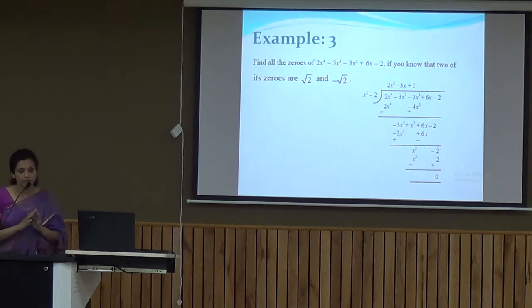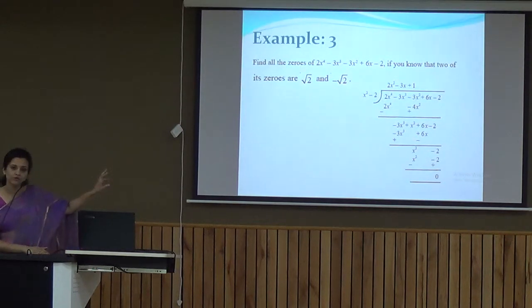Now, pay attention. Rather than dividing the polynomial twice, can I multiply the two factors? x minus root 2, x plus root 2, and I get x square minus 2. Can you see? The divisor there is x square minus 2. So I'm dividing it by the product of the zeros. This is saving a lot of time, children.